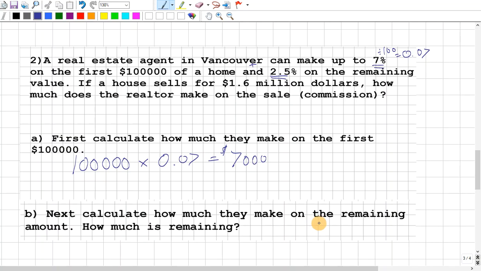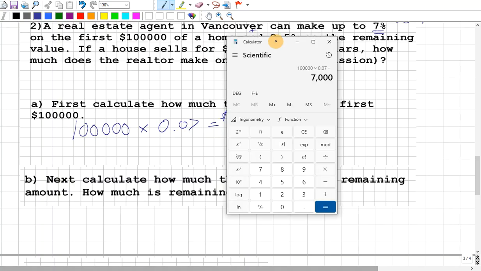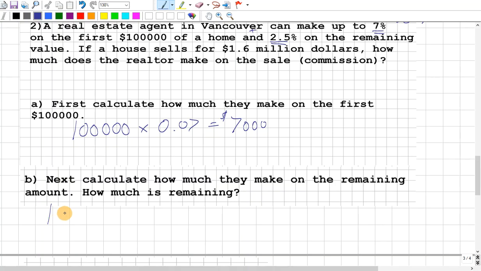Next, calculate how much they make on the remaining amount. Well, first of all, we need to know how much is remaining. So it was $1.6 million. If you want to put that in a calculator, $1.6 million, and we are going to subtract off 100,000 because they've already made their 7% on the first 100,000. So what's remaining is actually 1.5 million, or 1,500,000.